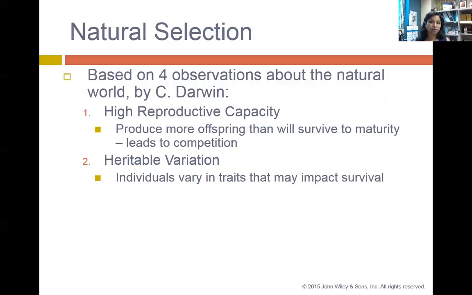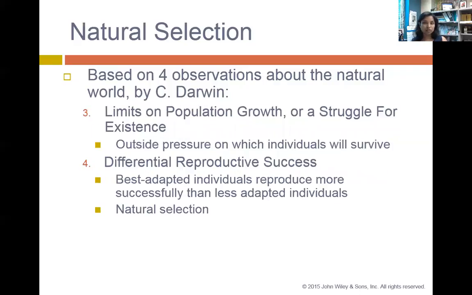So all organisms reproduce, overproduce. Every organism that sexually reproduces needs to have only 2 offspring, one to replace each parent, but organisms don't do that. So there's high reproductive capacity, and sexually reproducing organisms have heritable variations, meaning they inherit varying combinations of traits that then is going to impact their survival. But then because of all this overproduction that they're doing and limited resources, the population is going to face some struggle for existence.